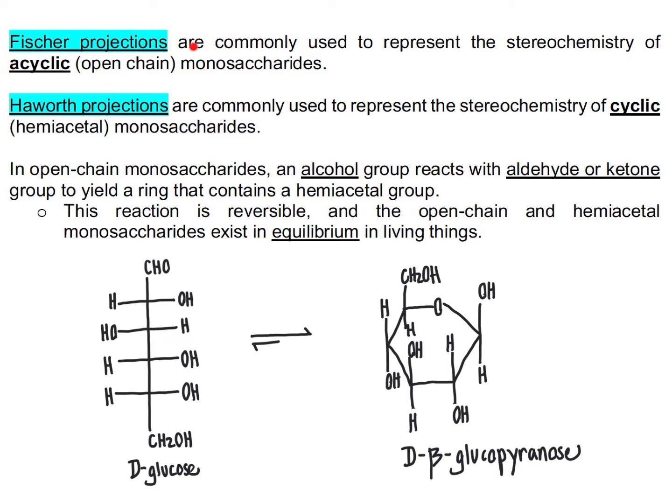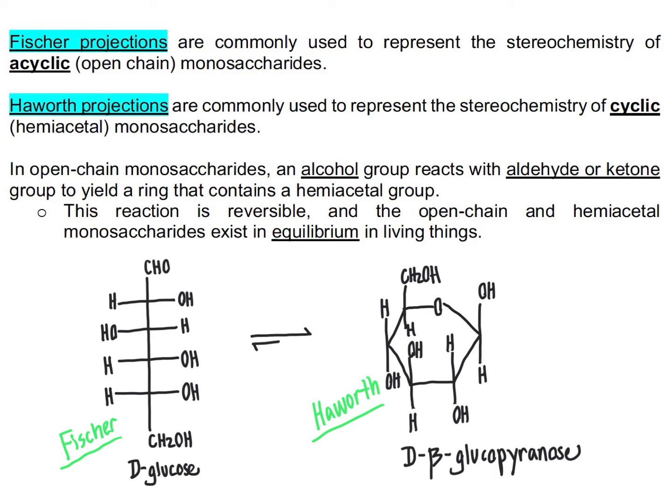Now, we keep in mind Fischer projections are the way that we represent acyclic molecules to represent the stereochemistry of those. So the structure of D-glucose on the left is a Fischer projection. The structure on the right that we're going to learn to draw in this video is a Haworth projection. Both are important because they allow us to represent the stereochemistry of sugar molecules, with Fischer projections being used for the open chain form, Haworth being used for the cyclic form of those sugars.